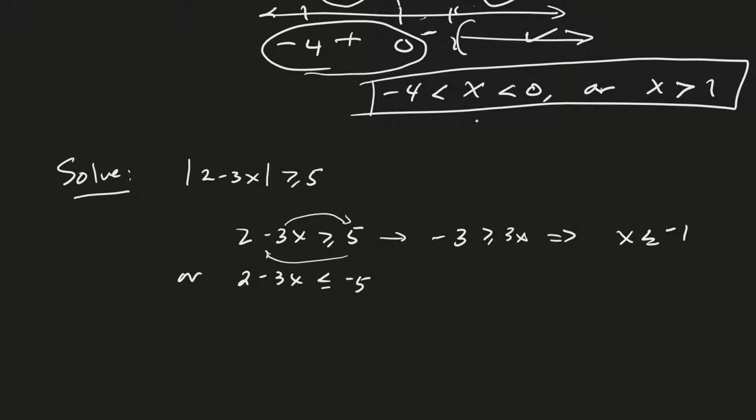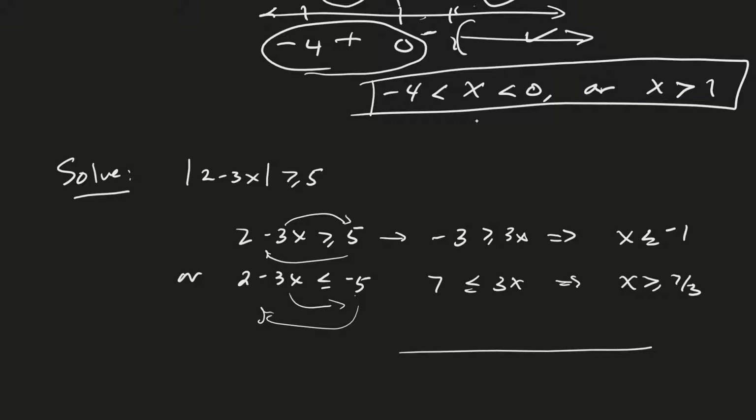And on this side, if I bring the 3x over, the 5 over, 5 plus 2 is 7. So that's going to be 7 is less than or equal to 3x. And so in this case, x is going to be greater than or equal to 7/3. Okay, and so on the number line then, x is going to be less than or equal to minus 1, or it's going to be greater than or equal to 7/3.